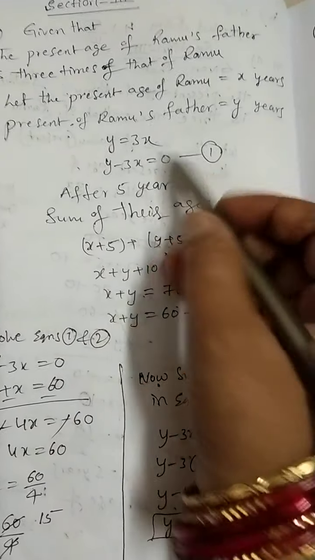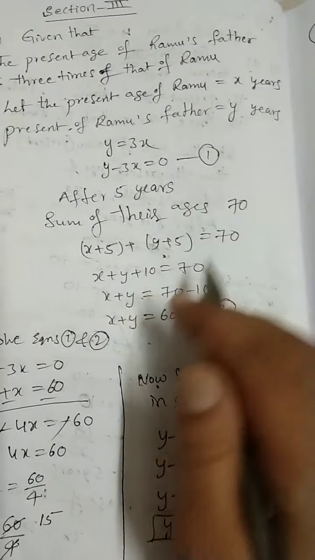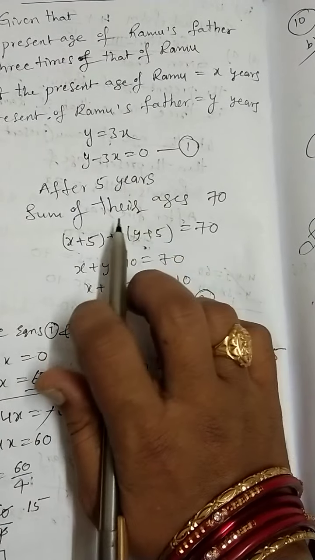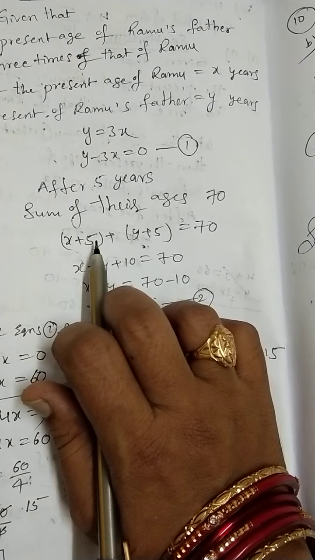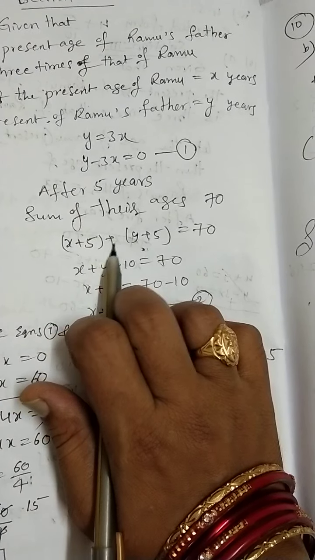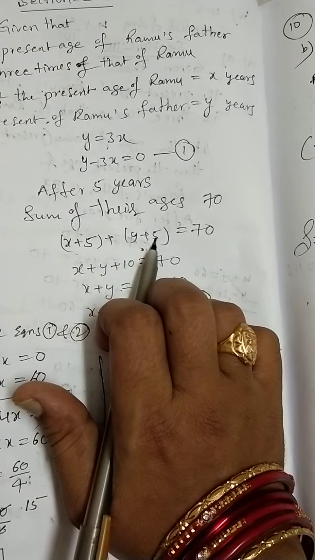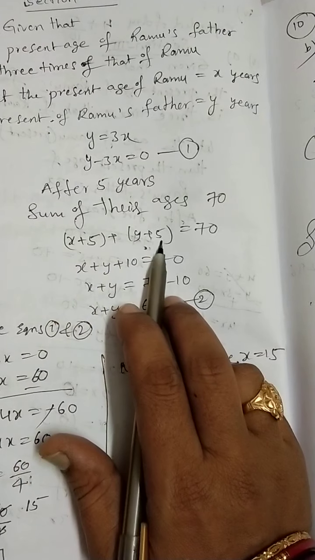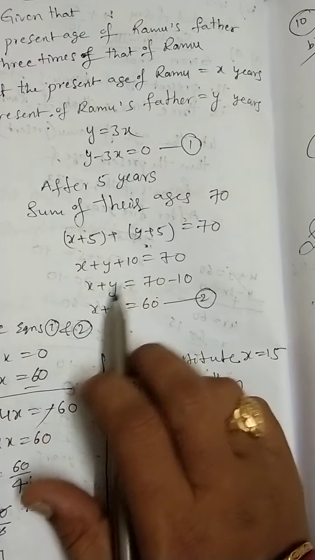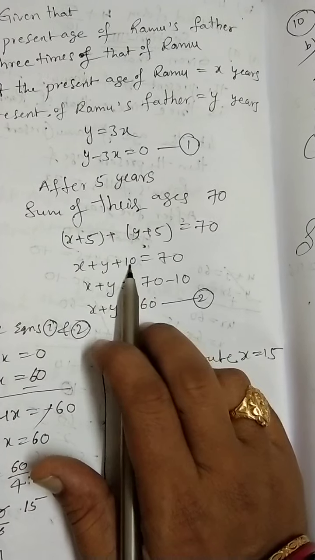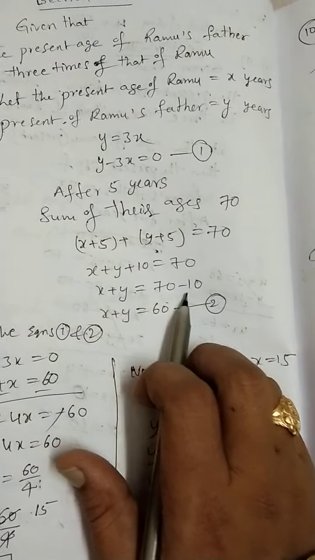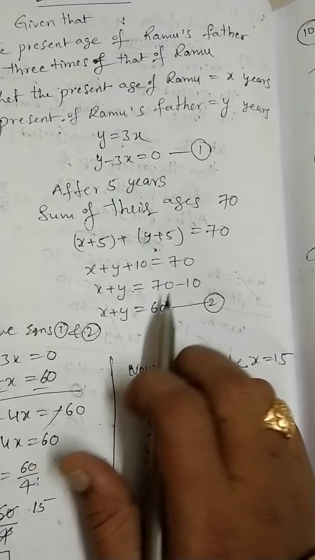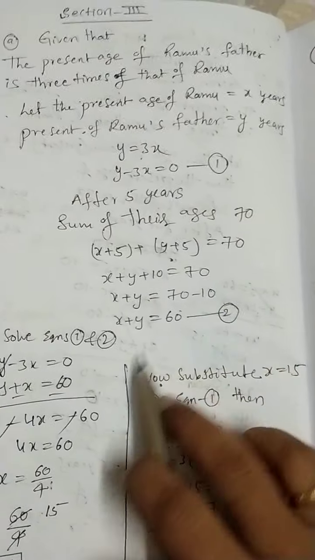After 5 years, the sum of their ages will be 70. Okay, so after 5 years means we should take plus. So x plus 5 plus, here sum means plus, y plus 5 is equal to 70. Now x plus y plus 10 is equal to 70. x plus y is equal to 70, transpose of plus is minus, so 70 minus 10, 60. So x plus y is equal to 60. Let us say equation 2.